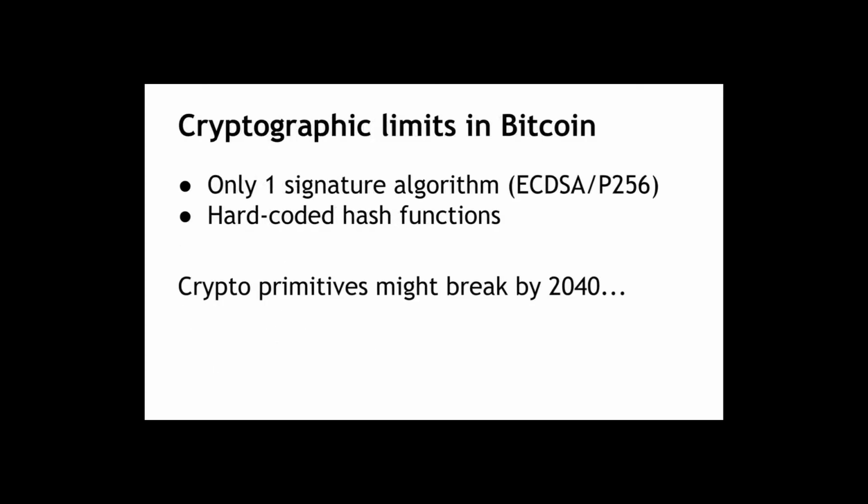Another limitation that people are worried about in the long term is that the cryptography in Bitcoin is fixed. There's only a couple of hash algorithms, and there's only one signature algorithm, which is elliptic curve DSA, over a specific elliptic curve called SEC P256. And there's some concern that over the lifetime of Bitcoin, which people would like to be for a long time, this algorithm might be broken.